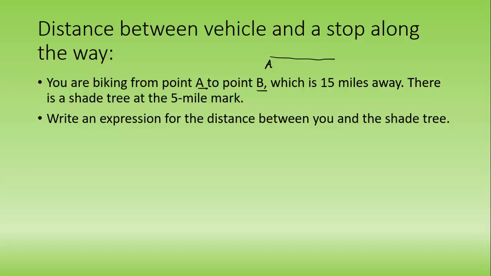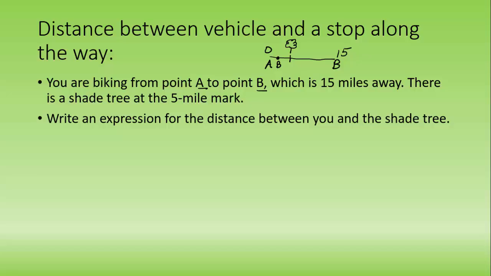So here's A, here's B, that's 15 miles altogether, so this is at mile marker 15, and this is at 0. At the 5-mile mark, there's a tree. All right, that's my tree. So what we're asking is, if you're biking somewhere along that path, like you could be right here, how far are you from the tree?